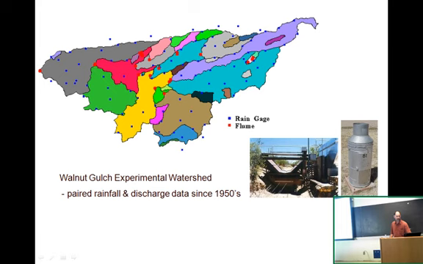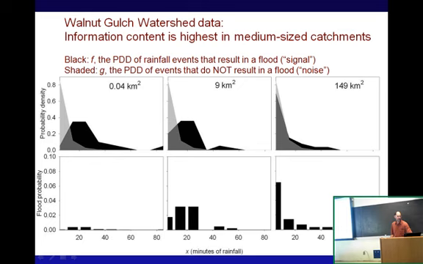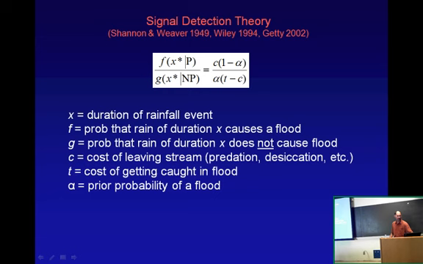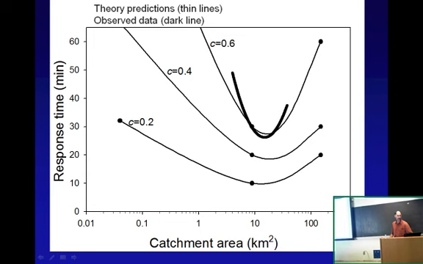Okay, so I really only have to the hour here, right? So I'm going to go ahead and skip over a few little things here. So we actually used data that we obtained from an experimental watershed where they've been measuring rainfall events at 2-minute intervals since the 1950s. And we're able to put together profiles for that signal-to-noise ratio for small, medium, and large catchments. And these are the data right here, but what I'm going to show you is what happens when we plug that back into the signal detection theory.